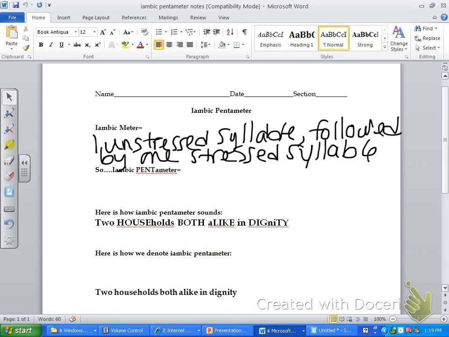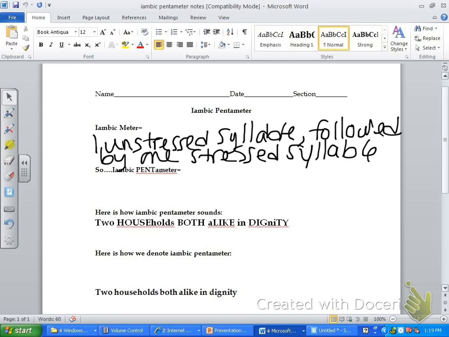So the word today, what would be the unstressed syllable part of that word today? Matt? To. And what would be the stressed part of that iambic foot, Jack? Day. Okay? So we have unstressed is to, stressed is day. That is an iambic foot, or a unit of iambic meter.